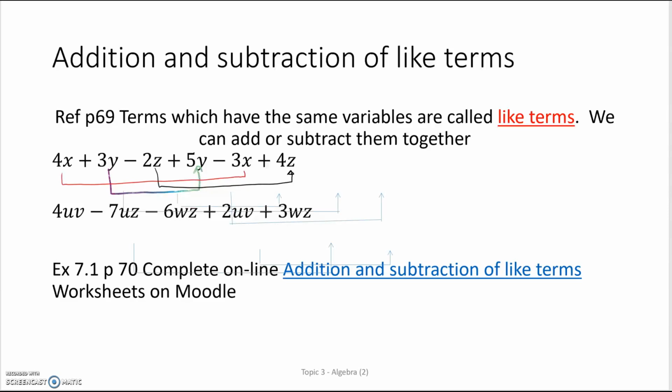So 4x minus 3x is x. 3y plus 5y is 8y. And negative 2z plus 4z would be plus 2z.